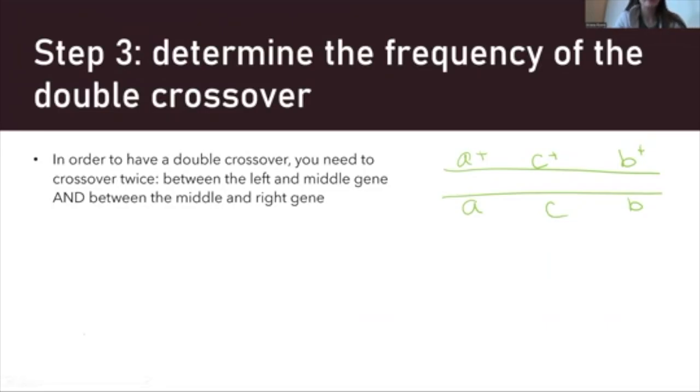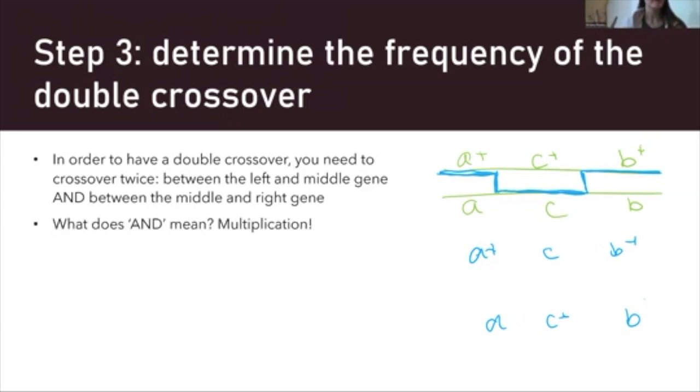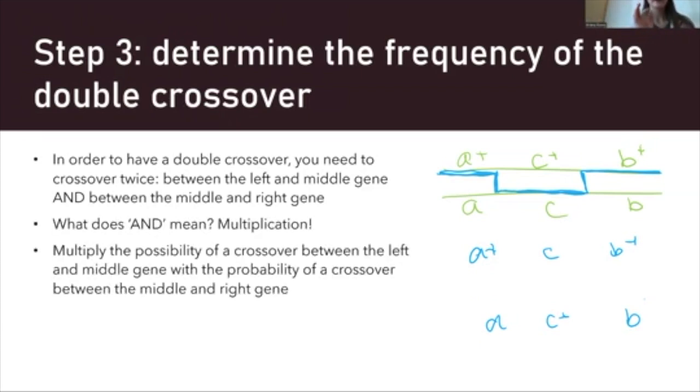If I were having a double crossover, I'd be traveling along this top one, A plus, cross over to the bottom, grab little c, and then cross over in that second spot and grab B plus, ending up with A plus, C, B plus, or A, C plus, B. So that's what a double crossover looks like, and you'll see there's 2 spots that it happens. It happens here and happens here. And what does "and" mean? Multiplication. So we're going to multiply the probability of having a crossover between the left and the middle genes, A and C, with the probability of having a crossover between the middle and the right genes, C and B.